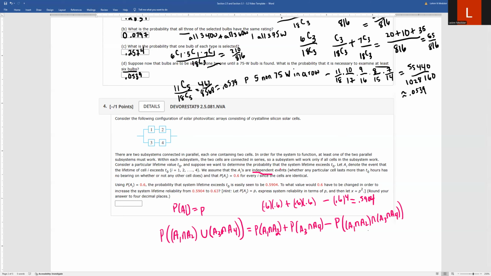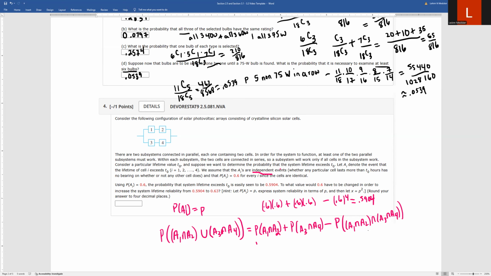Now they want us to play a little game for a minute. They're asking what we would need the probability to change to be. We want to change that 0.6 probability of success in a way that will increase the system's reliability from the 59% it currently sits at up to 63%. So they're telling us to replace the probability of each cell working and living its supposed lifetime with P instead of 0.6.